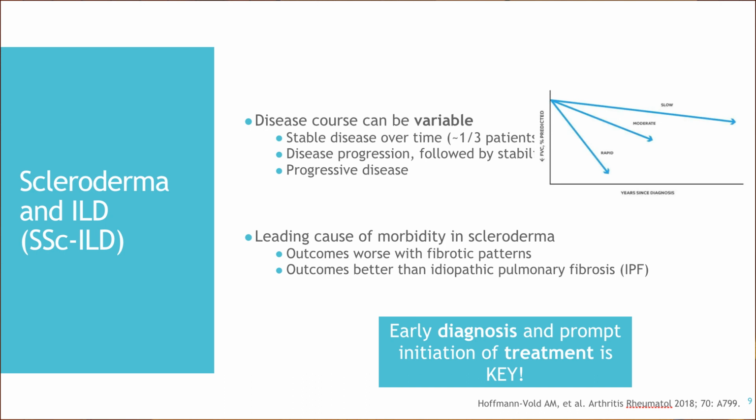But you can see, lung function on the y-axis, years since diagnosis on the x-axis. Some people have a very slow decline. Some people have a more moderate decline, and then there is a proportion of patients that will have a rapid decline in their lung function as well. And this data all comes from a large scleroderma database out of Europe.